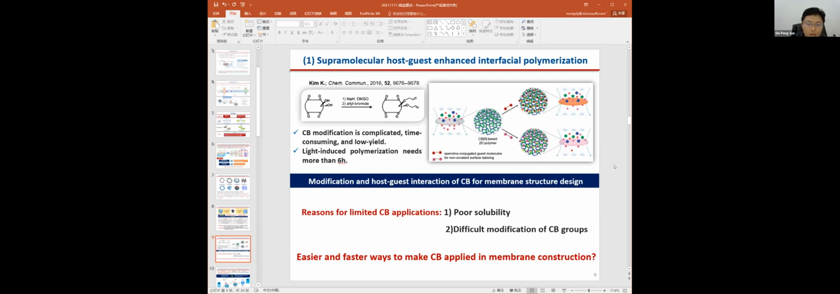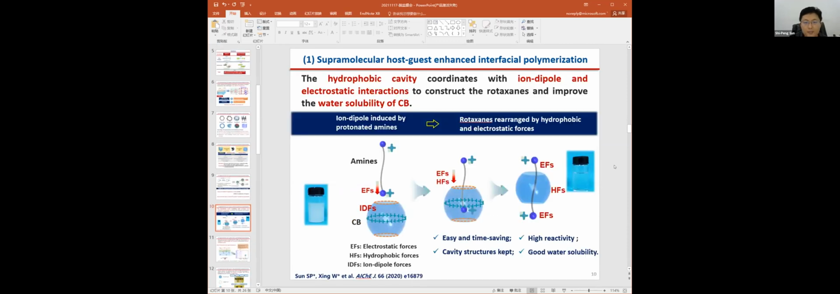They use complicated and time consuming processes to modify CB to be soluble in water, and they can make a membrane in small scale, but it's quite difficult to scale up these membranes. So our question is, can we make CB-based membranes from interfacial polymerization? Because this is the most mature process in making nanofiltration membranes.